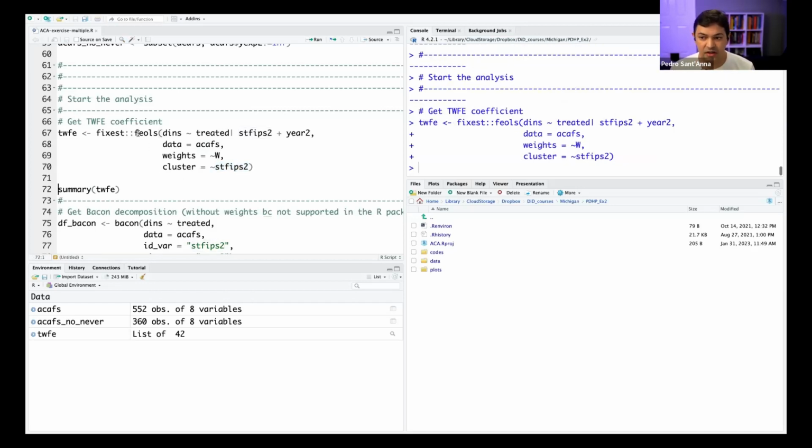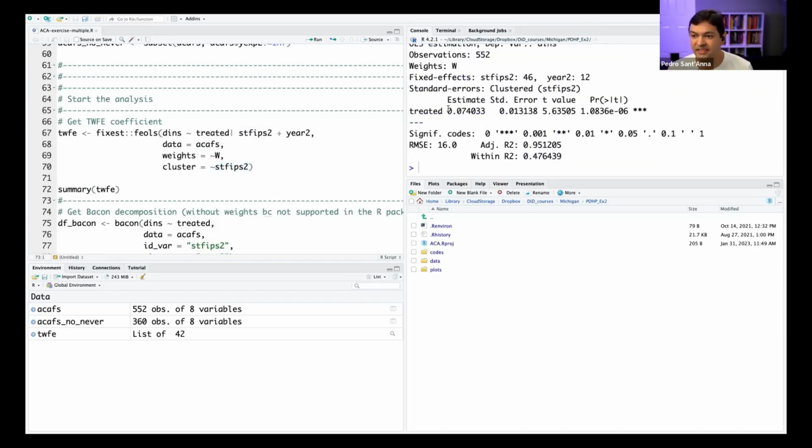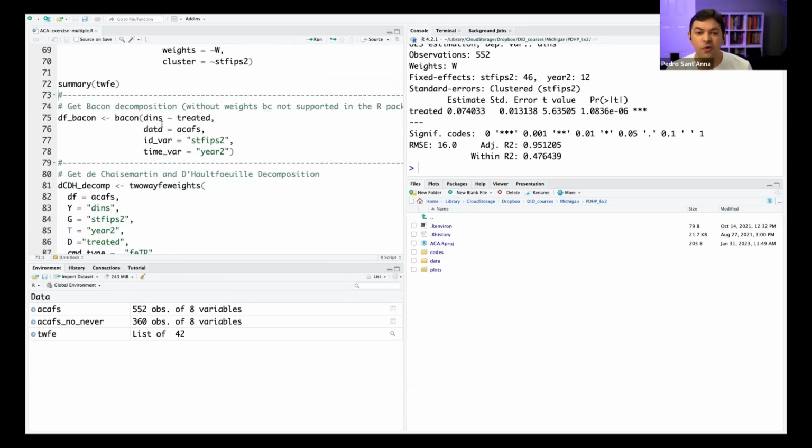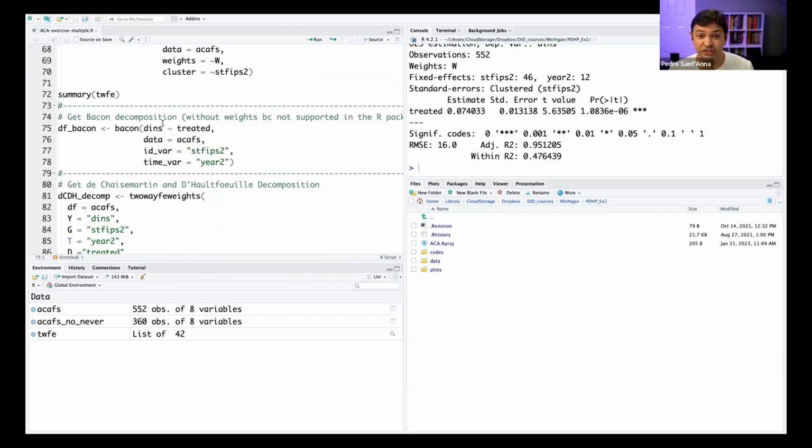I run this regression. I summarize. This is the coefficient we have reported before. And that's essentially how we started all this business of talking about difference-in-differences and two-way fixed effects in setups in which I have variation in treatment timing. It was to understand what beta hat was actually doing. So I have this beta hat here. Then I want to apply the Bacon decomposition. How do I apply the Bacon decomposition?